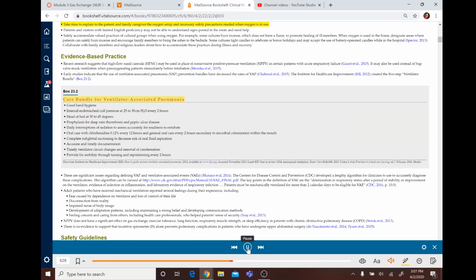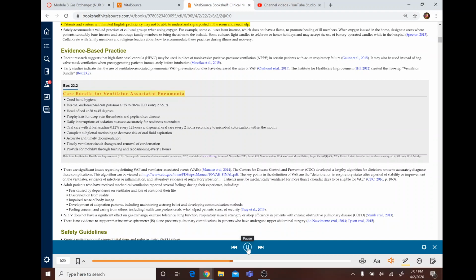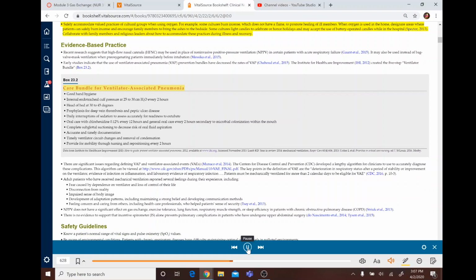Patient-centered care. Take time to explain to the patient and family caregiver the oxygen setup and necessary safety precautions needed when oxygen is in use. Patients and visitors with limited English proficiency may not be able to understand signs posted in the room and need help. Safely accommodate valued practices of cultural groups when using oxygen.